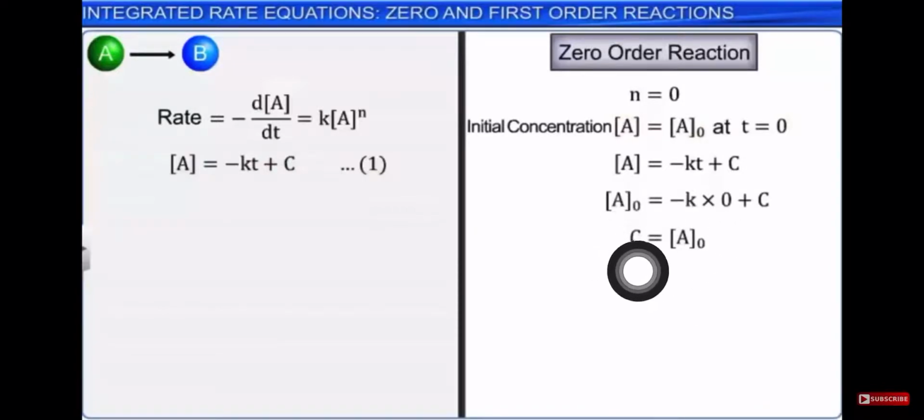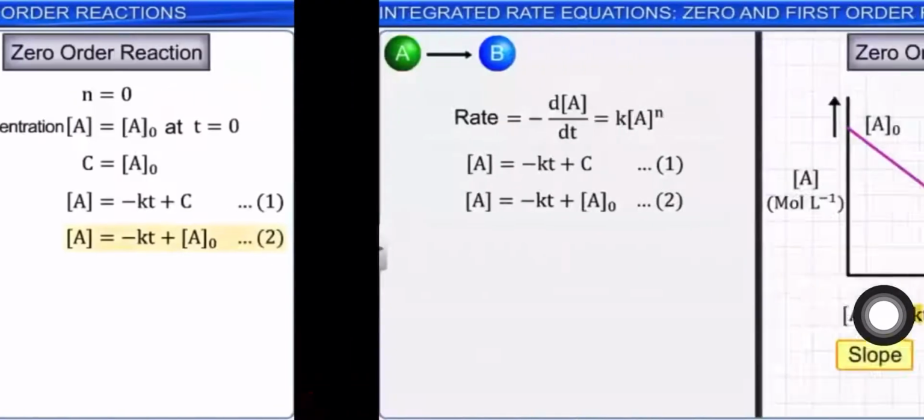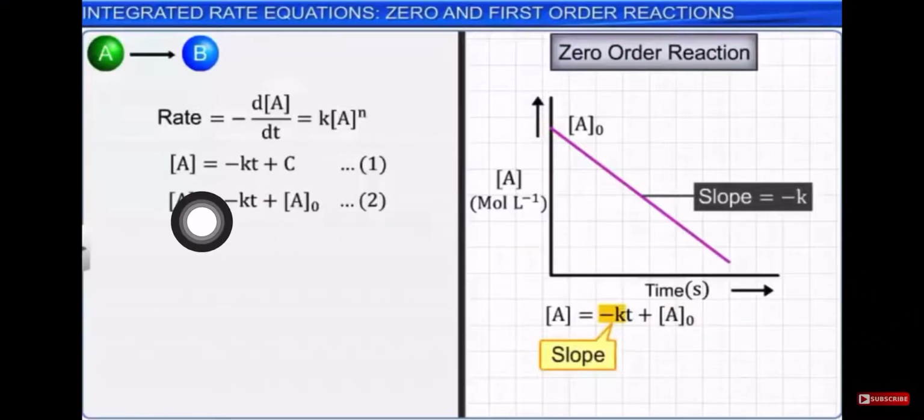This C equal to A0 we can put back into this equation. Putting that back, we get A is equal to minus KT plus A0. This is our equation number 2. Now if we are plotting the graph for the same, we put concentration of A on one side, and we plot a graph of minus KT plus A0 with respect to time.